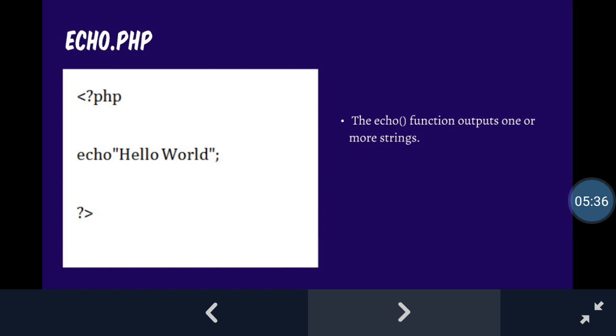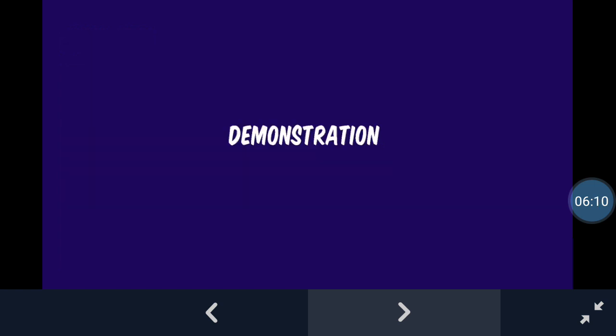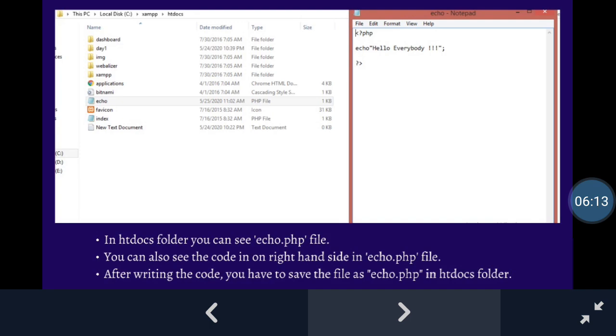Now let us print some text as output. For this, we make use of the echo function. The echo function outputs one or more strings. You can see in the program it is written as echo, in double quotes hello world, followed by the semicolon. Whatever we want to print as output, we need to write in double quotes followed by a semicolon. Now save the text document as echo.php in the htdocs folder always.